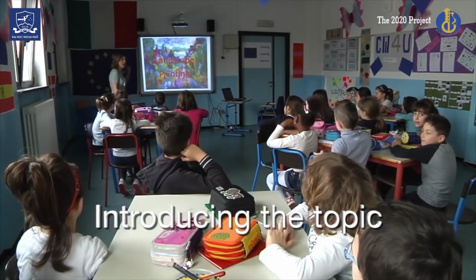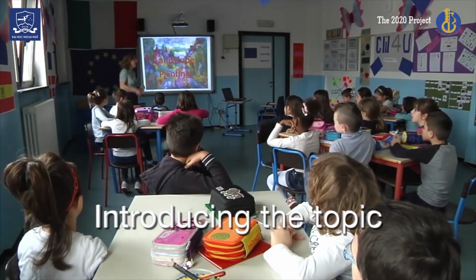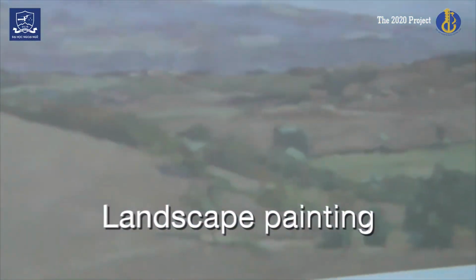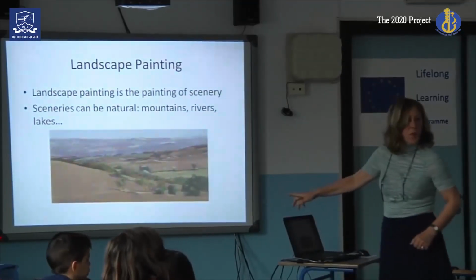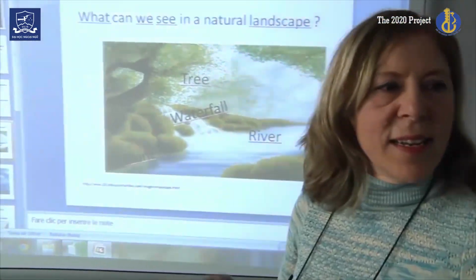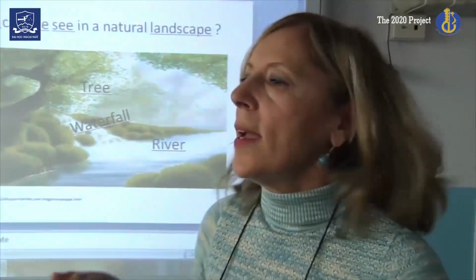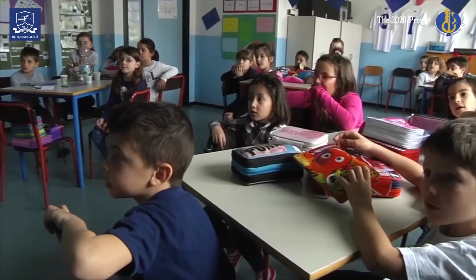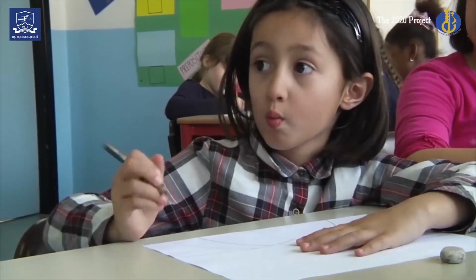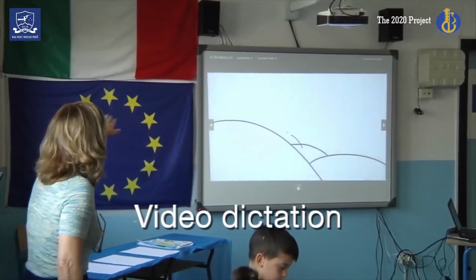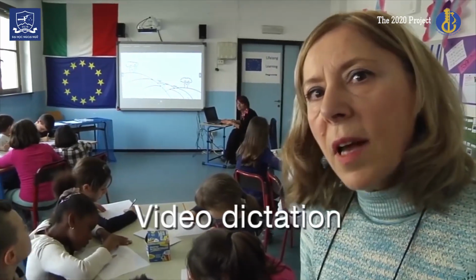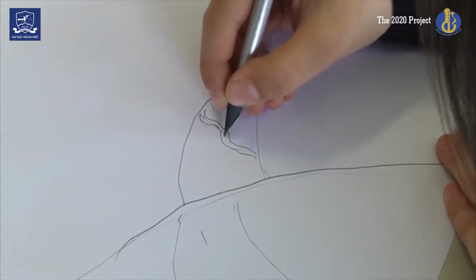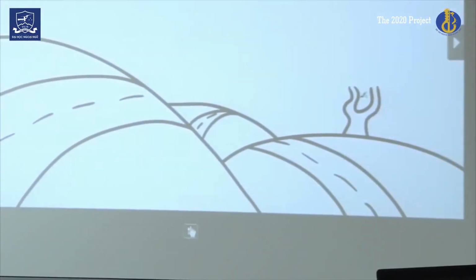Today we see a video about landscape painting. Beautiful, very beautiful. What can we see in a landscape? What can you find there? Waterfall. Mountains. You learn to draw a natural landscape. Look at the video. The hills, a big hill. A different kind of dictation. What is it?